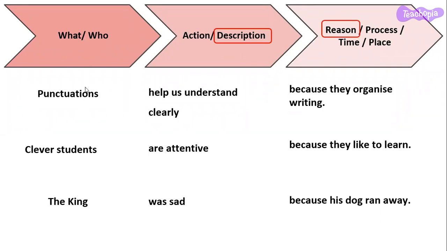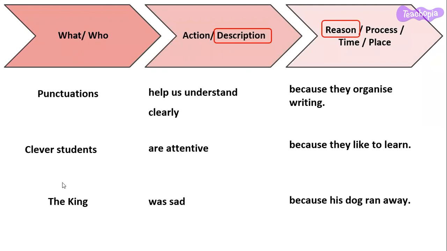For example, what are we talking about? Punctuations. What is the description about punctuations? They help us understand clearly. What is the reason? Because they organize writing. So punctuations help us understand clearly because they organize writing. What are we talking about? Clever students. What is the description about clever students? They are attentive. The reason they are attentive, because they like to learn. So clever students are attentive because they like to learn.